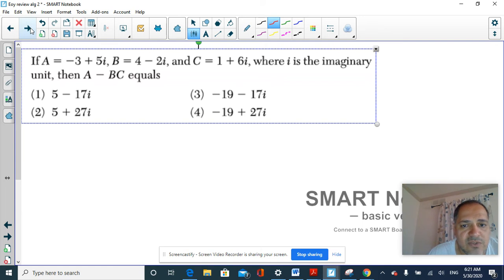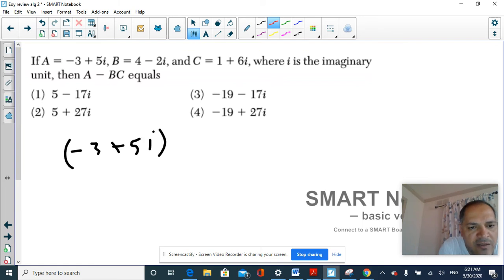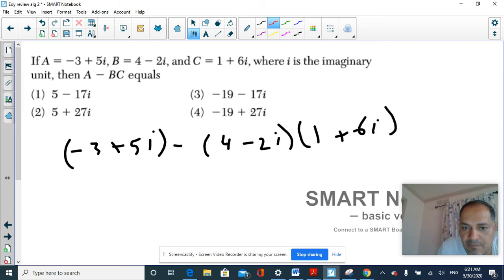Okay? The last question we have today is to find A minus BC. So you are going to find A, which is negative 3 plus 5i, minus BC. It means you are going to multiply B, which is 4 minus 2i, by C, which is 1 plus 6i. Expand the second part. We have 4 minus 2i. If you expand it, 4 times 1 is 4. 4 times 6i is 24i.